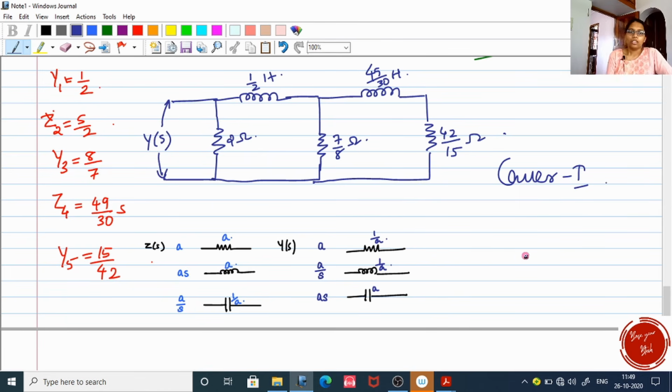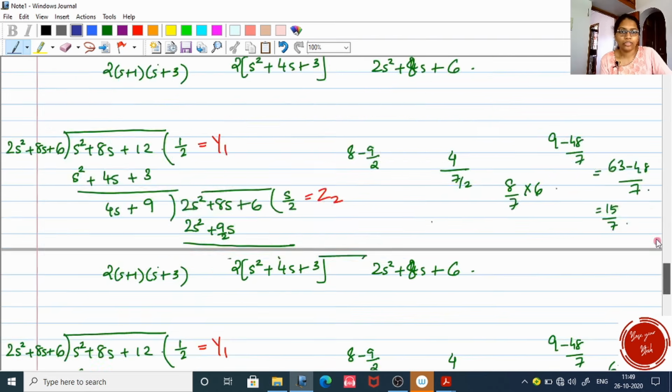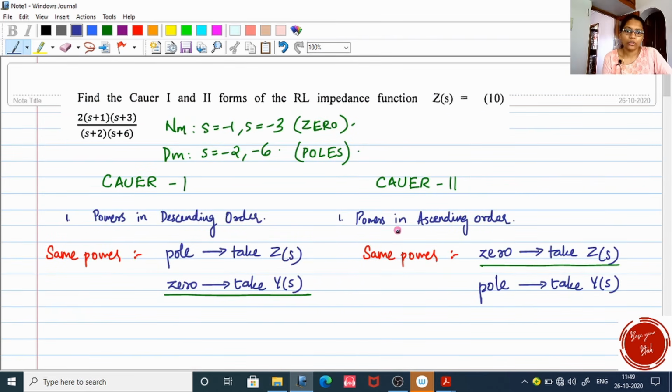Okay. Similarly, you can try out Cauer 2. So for that, for Cauer 2, you need to arrange the powers in the ascending order. Also here, since the question has numerator and denominator powers equal, we have to check whether the pole or zero is getting closer to the origin. So in this problem, we have the zero nearer to the origin, isn't it? So when zero is nearer, you have to choose z of s. So here, let's take the z of s itself. That is z of s equal to 2(s plus 1)(s plus 3) divided by (s plus 2)(s plus 6).